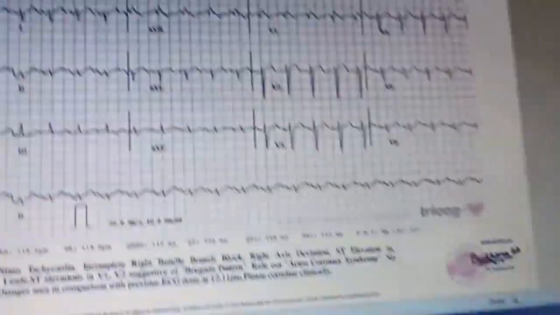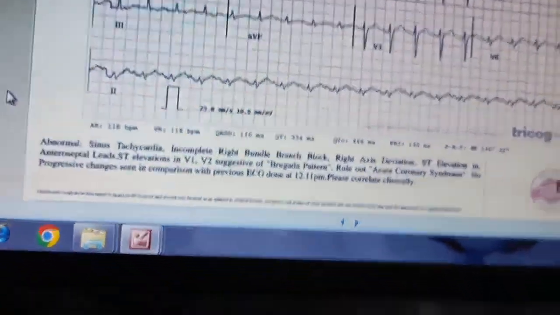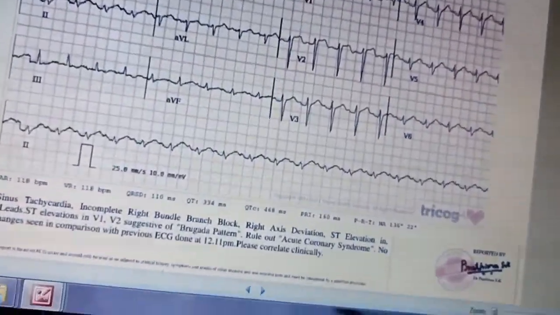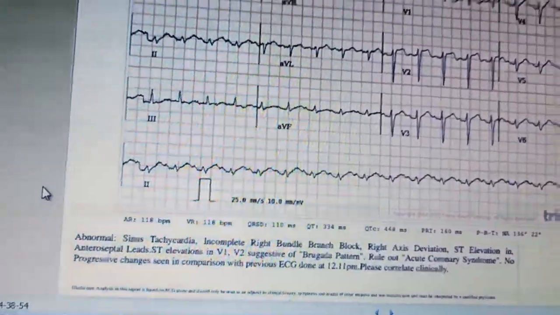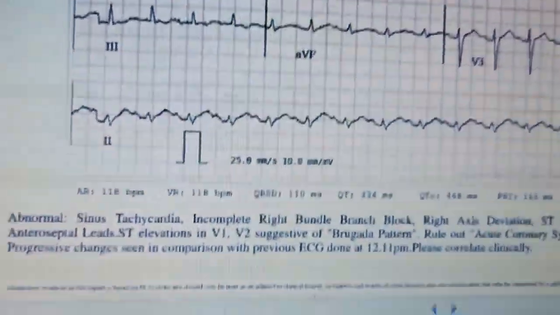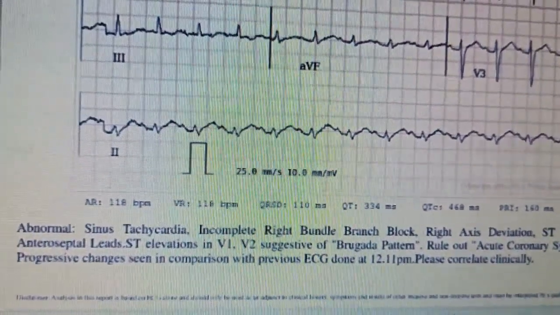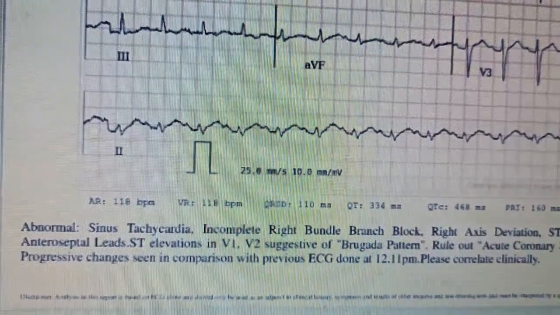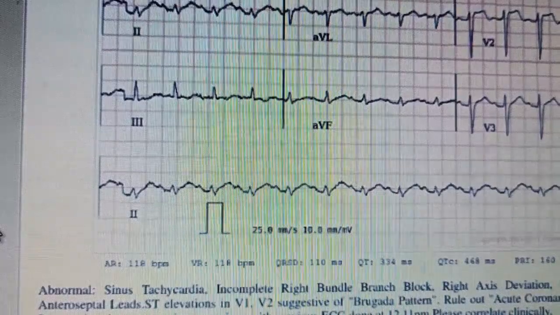It means all these observations are precisely given by this graph, and now we have to interpret. For example, this AR arterial rate 118 beats per minute, VR ventricular rate 118 beats per minute. Now it is normal.